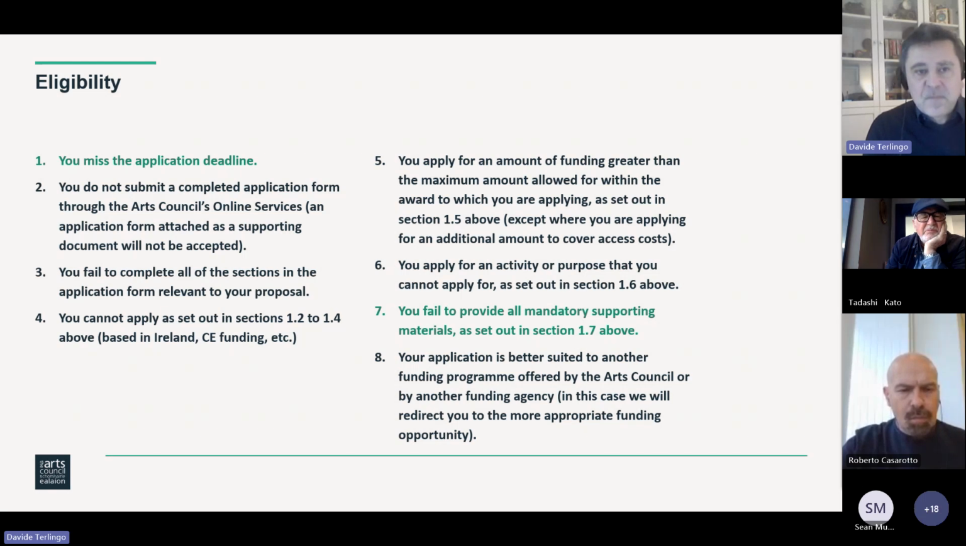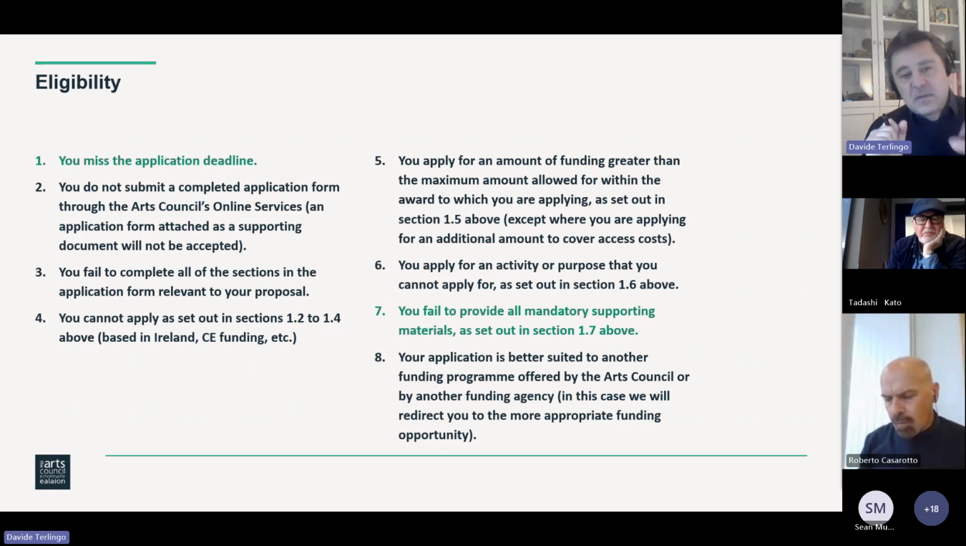application cannot be submitted. Your application must be submitted through online services. There is no use in sending us an application by email, because we cannot process it. We cannot really do anything with it. So it needs to be submitted through our online services. If you fail to complete all sections of the application, your application will be deemed ineligible simply because we don't have all the information to assess it. And that happens sometimes. Make sure that all sections are completed.